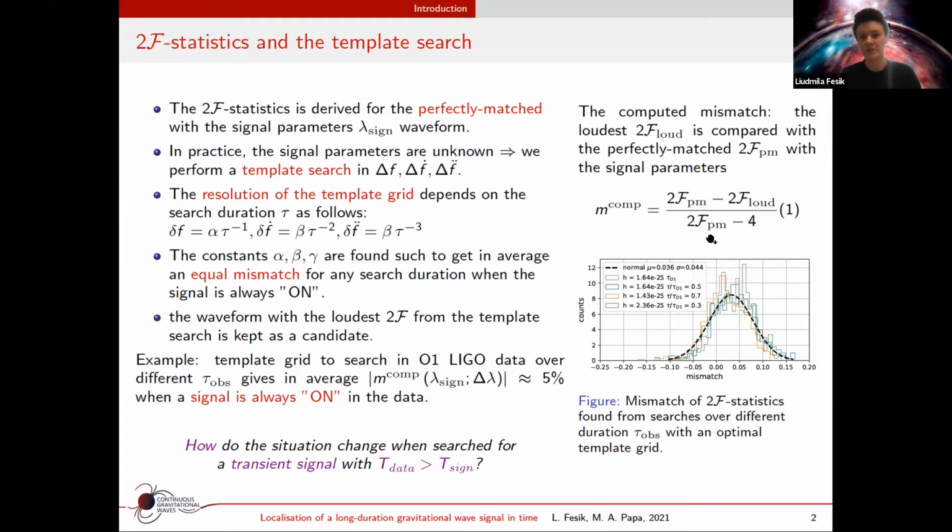By the way, how to compute the mismatch? The mismatch is computed as a difference between the perfectly matched 2F, with the signal parameters, and the loudest 2F that we get from the template search. But here, in the context of a transient signal, we are interested if the picture changes if we search for a transient signal, so when the signal has shorter duration than the data.